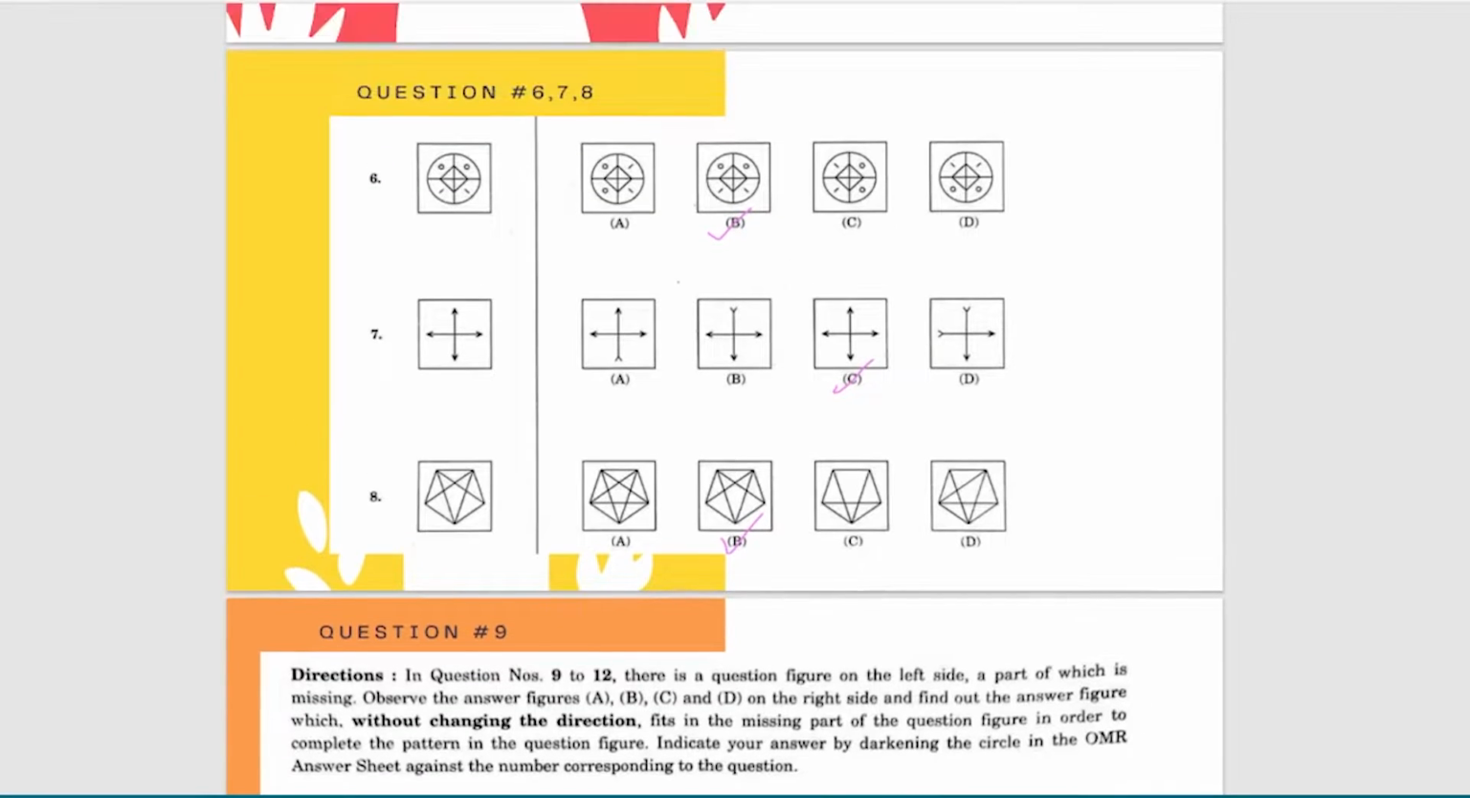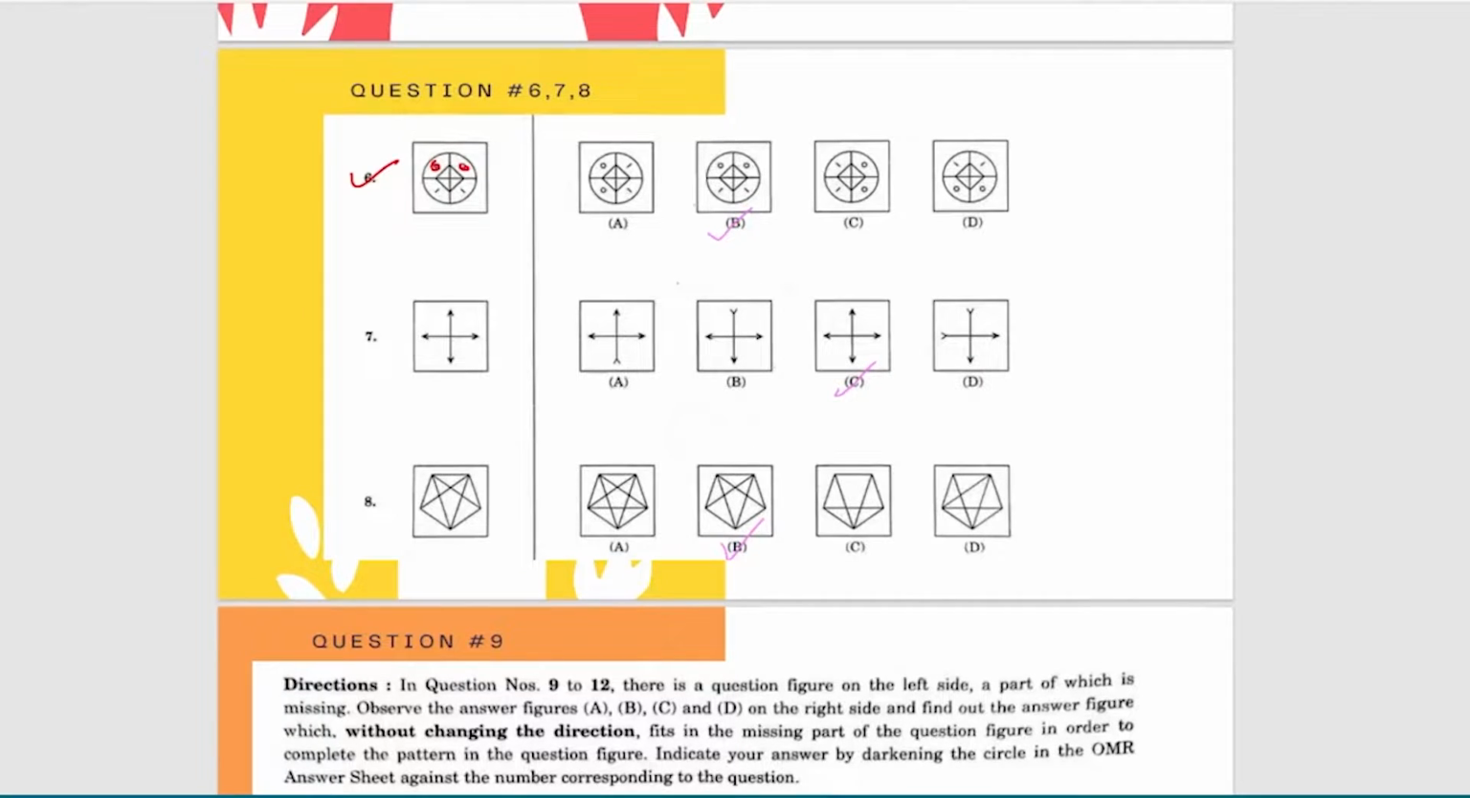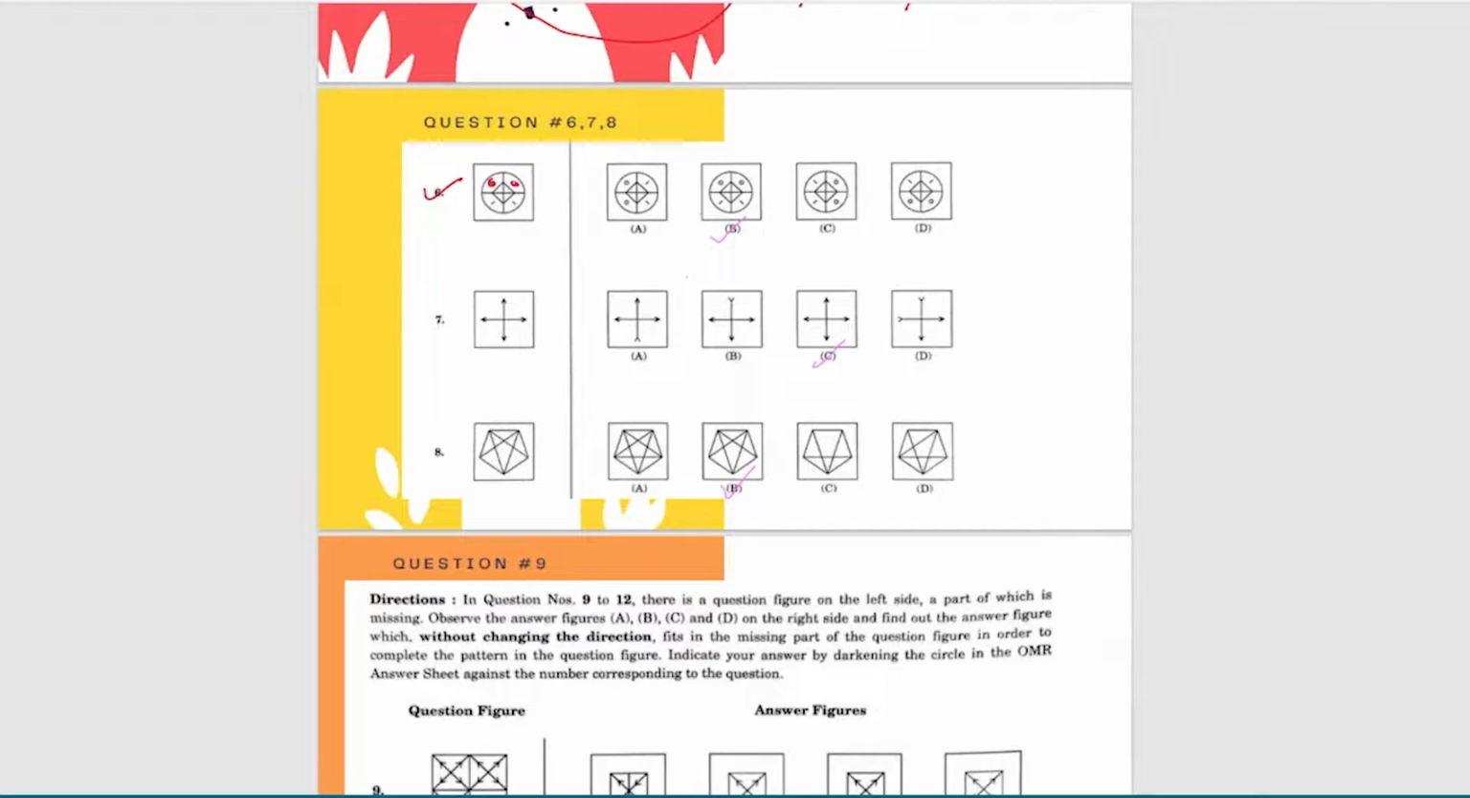As in this figure, we can see that there are two circles at the top. Here there are not two circles at the top. In B there are two circles at the top. In question C also there are not two circles at the top. In question D also there are not two circles at the top. So that's why the answer is B.